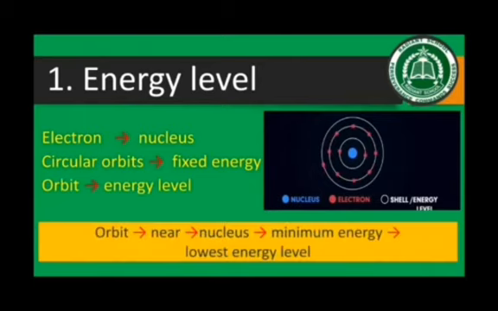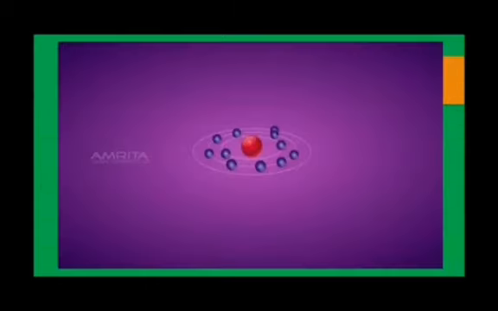The orbit that is present near the nucleus has minimum energy, and it is called the lowest energy level. The orbits which are far from the nucleus are known as higher energy levels or the highest energy level. Let's see the energy levels.